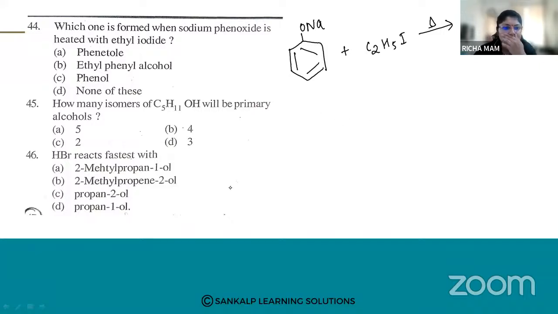Varun Raj and Yashwant have answered A. So when sodium phenoxide is heated with ethyl iodide, what will you get?